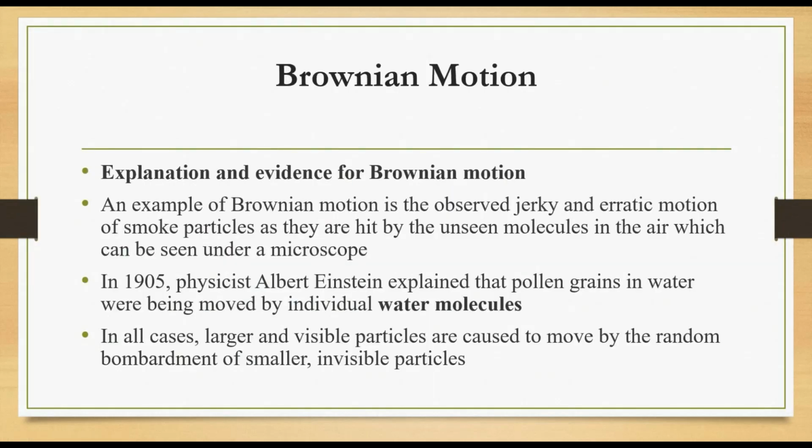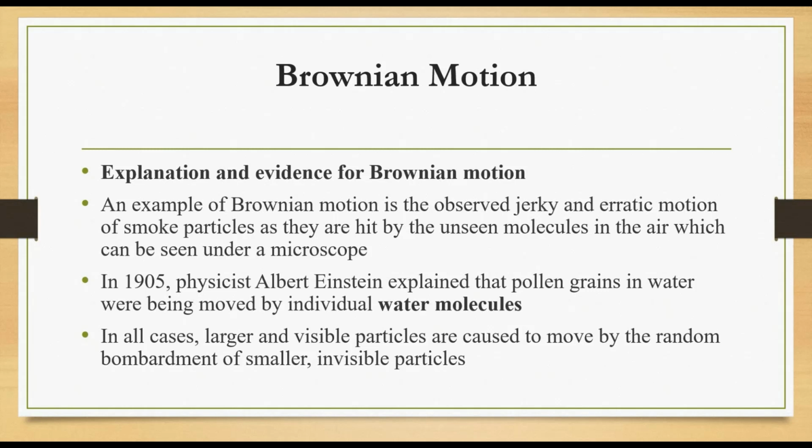Firstly, talking about Brownian motion, let's recall what Brownian motion is. As before, we saw the definition of Brownian motion. Let me give you the example we were talking about. Let's look at the slide: explanation and evidence for Brownian motion. An example of Brownian motion is the observed jerky and erratic motion of smoke particles as they are hit by the unseen molecules in the air, which can be seen under a microscope.